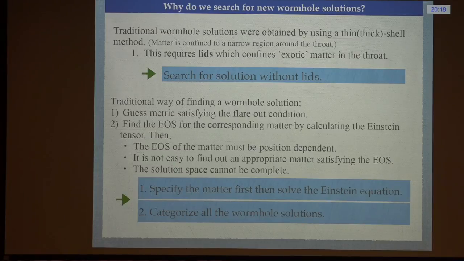To overcome this, we go in the opposite direction. First, we fix the matter, then solve the Einstein equations. And then we can categorize all the wormhole solutions.